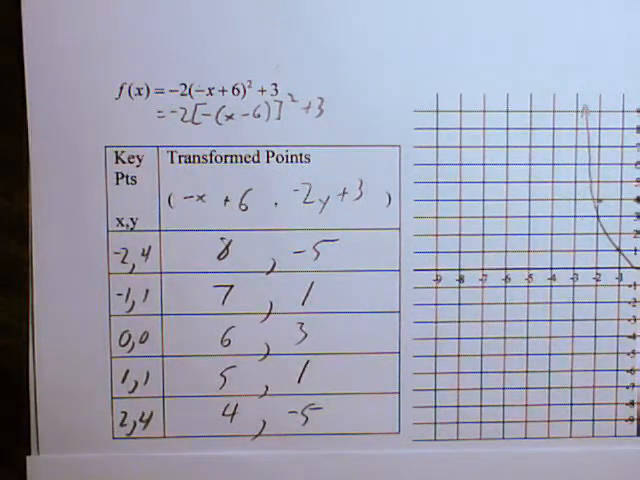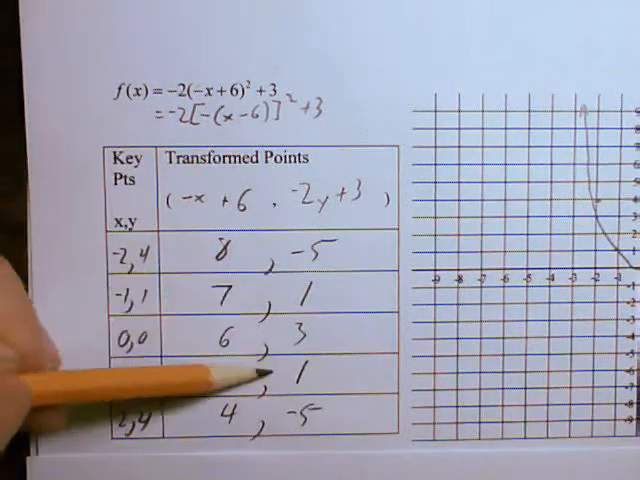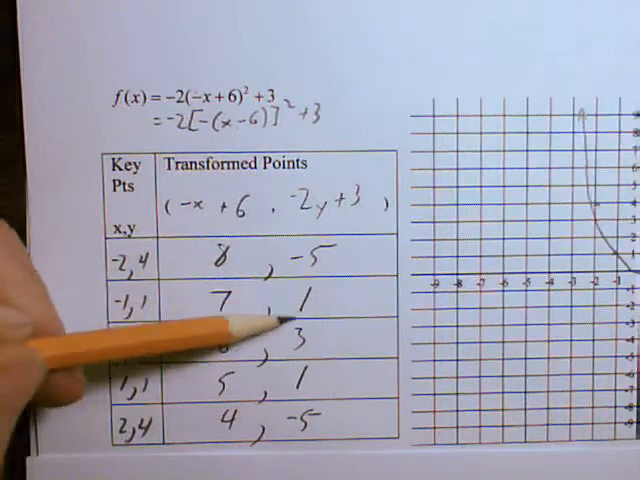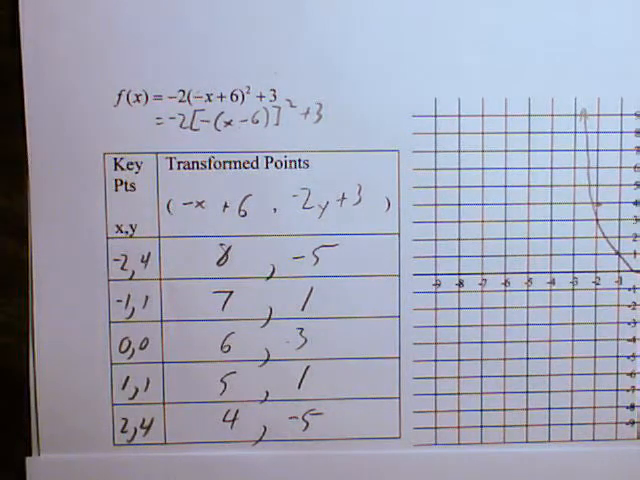Now, one way I can be sure that I've done this correctly is if I look at my y values, they're symmetrical. Negative 5, 1, 1, 3. Now I'll just plot them.